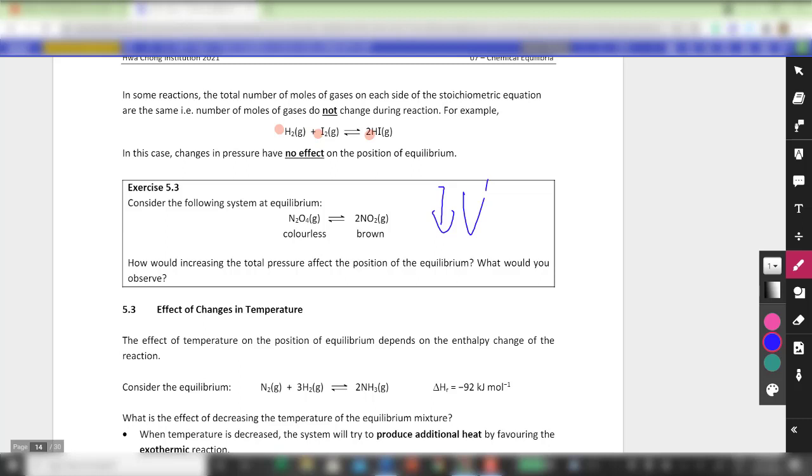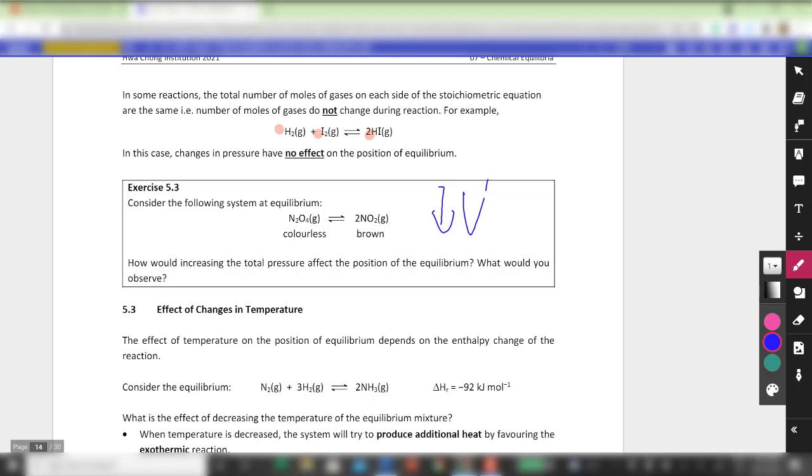Definitely the effect will be felt more by the product as compared to the reactant. So in this case, the position of equilibrium needs to shift to the left, to the direction where the number of moles of gaseous molecules is lesser than the other side. It shifts to the left because the left-hand side has 1 mole and the right-hand side has 2 moles. If it shifts to the left, you notice that the brown color's intensity actually decreases.